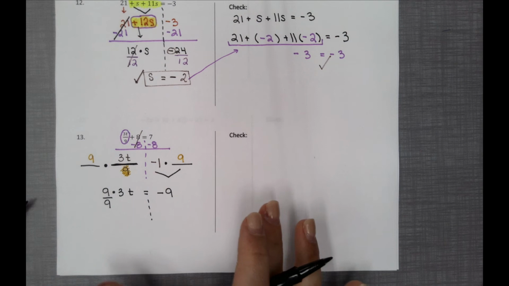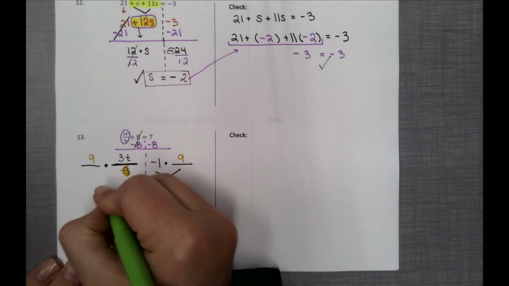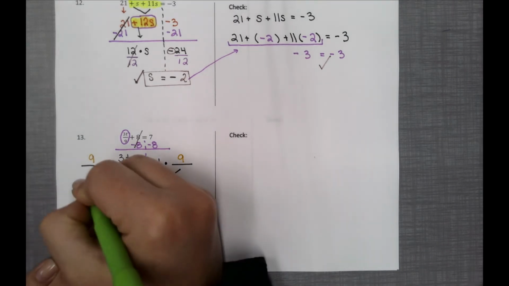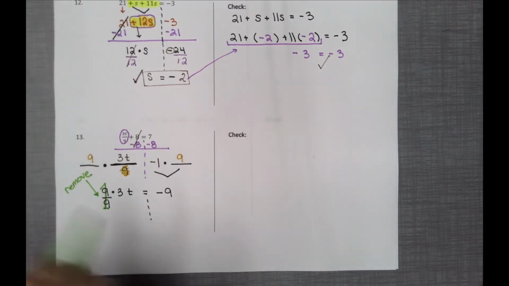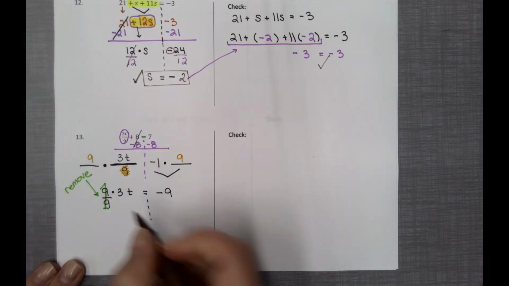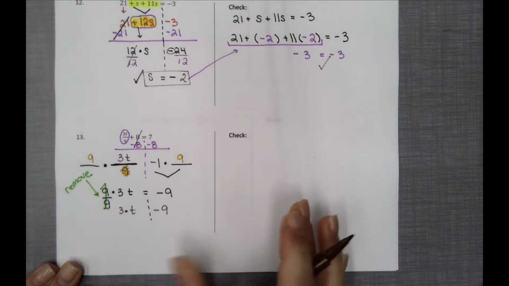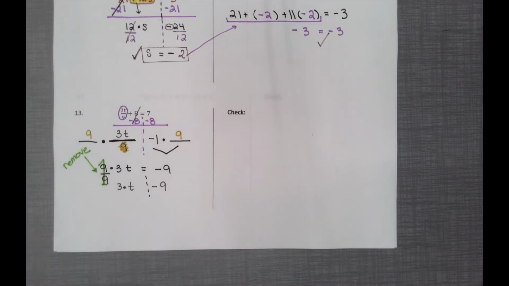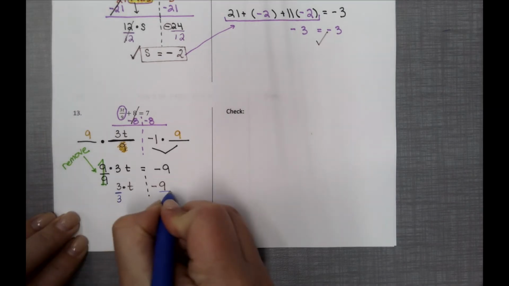Now this looks scary. I understand this looks scary, but what's our goal with 9? Our goal with 9 is to remove it. 9 divided by 9 is 1, so that we get to remove. So that means I just have this 3 times t and a -9 on the other side. Well, how do we get rid of this 3? Well, it's being multiplied, so I am going to divide both sides by 3.